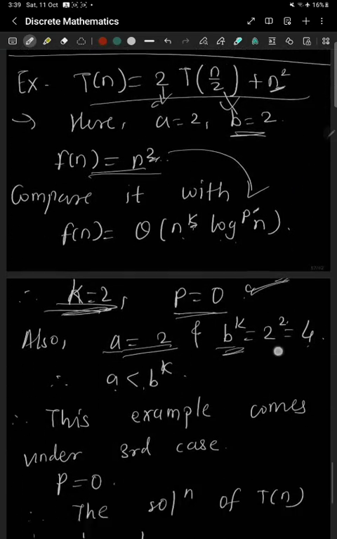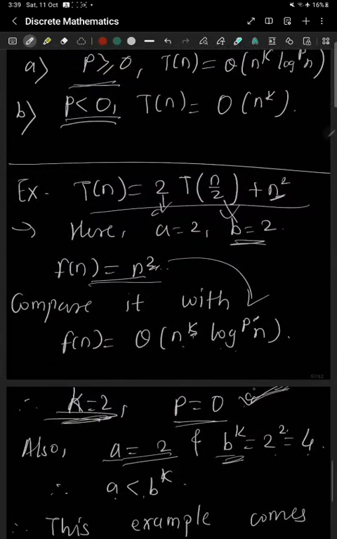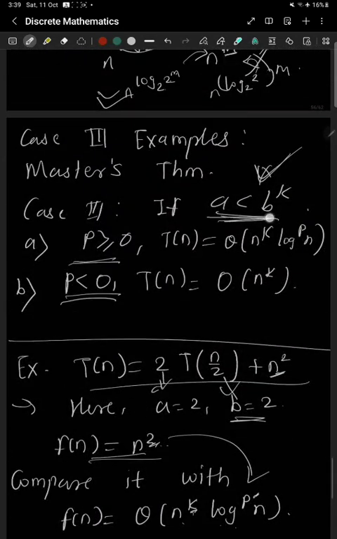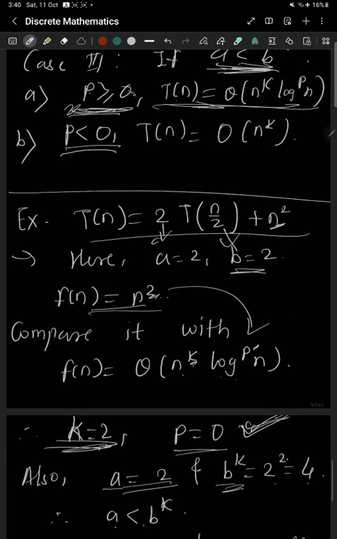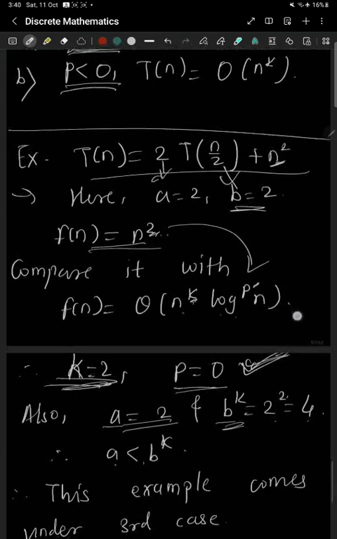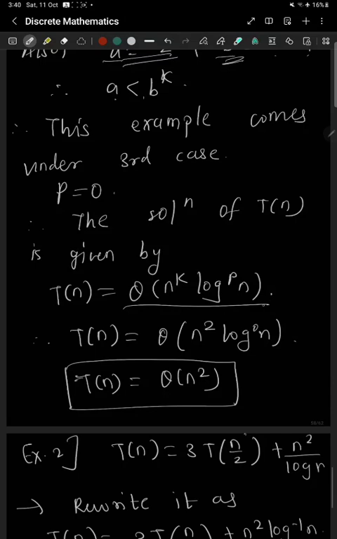Also we have p equal to 0. So a is less than b raised to k and p equals 0. There are two conditions in this case: p greater than or equal to 0. So we are going to give the same solution for p greater than 0 and p equal to 0. So the solution is T of n is equal to theta of n raised to k log raised to p n.